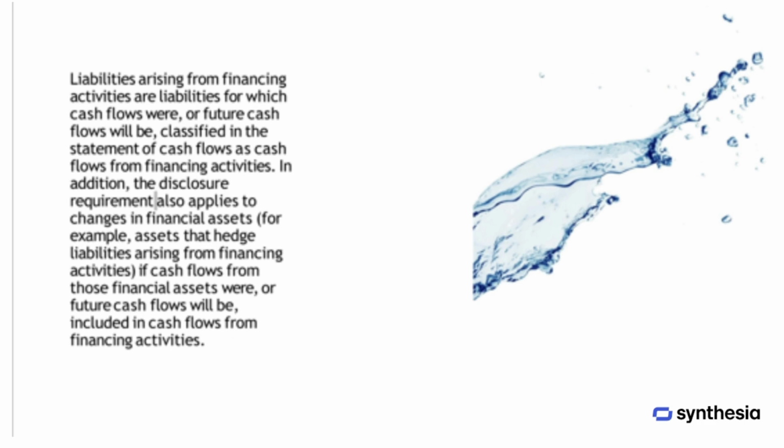Liabilities arising from financing activities are liabilities for which cash flows were, or future cash flows will be, classified in the statement of cash flows as cash flows from financing activities. In addition, the disclosure requirement also applies to changes in financial assets, for example, assets that hedge liabilities arising from financing activities, if cash flows from those financial assets were, or future cash flows will be, included in cash flows from financing activities.